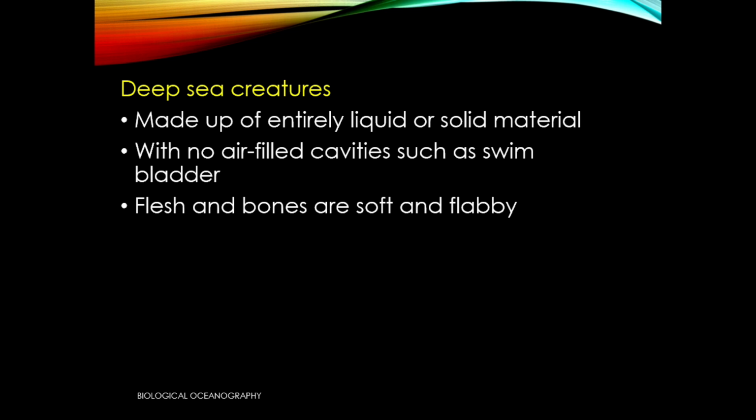Deep sea creatures are made up of entirely liquid or solid materials, like I mentioned before, with no air-filled cavities such as a swim bladder. Some of them have a swim bladder, but it contains oil instead of air, and the flesh and bones are soft and flabby.